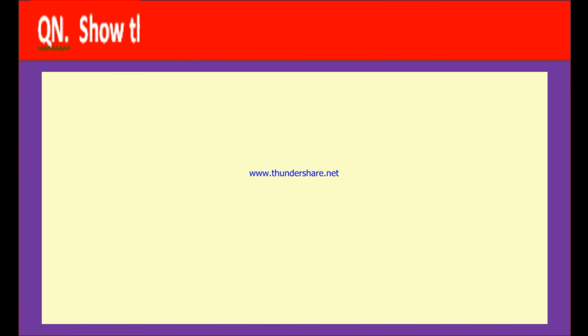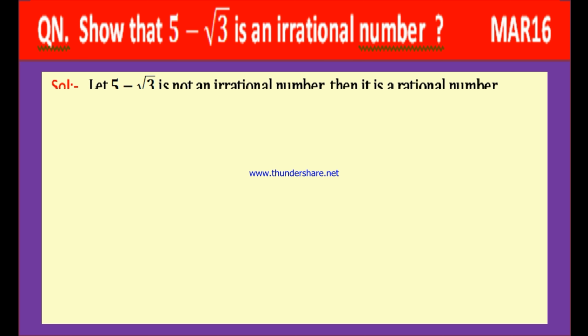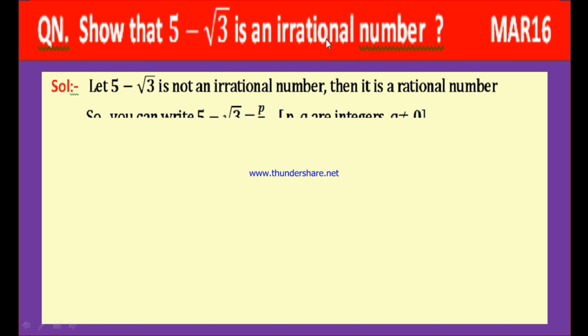Third question now. Show that 5 minus root 3 is an irrational number. I shall repeat. Show that 5 minus root 3 is an irrational number. This question appeared in March 2016. Here is the solution. Here we have to prove that 5 minus root 3 is an irrational number.